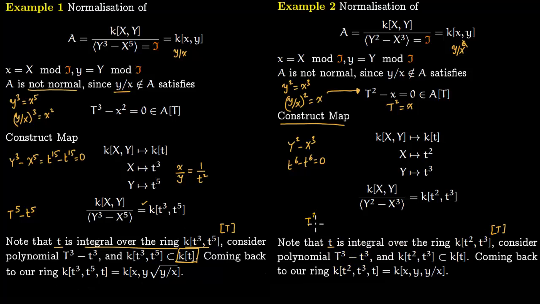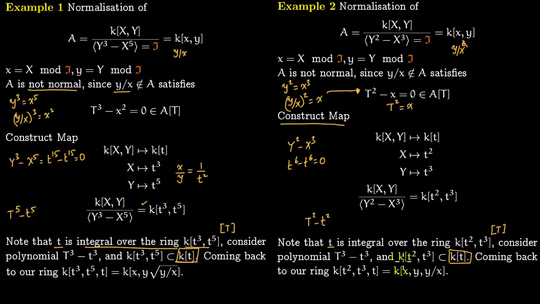Or you could say t square minus t square, where this t square is just a coefficient or just a constant coming from this ring. So t is integral over this ring, and obviously t does not lie in this ring. So k[t square, t cube] lies within k[t]. This is integrally closed, and this is the normalization of this ring.